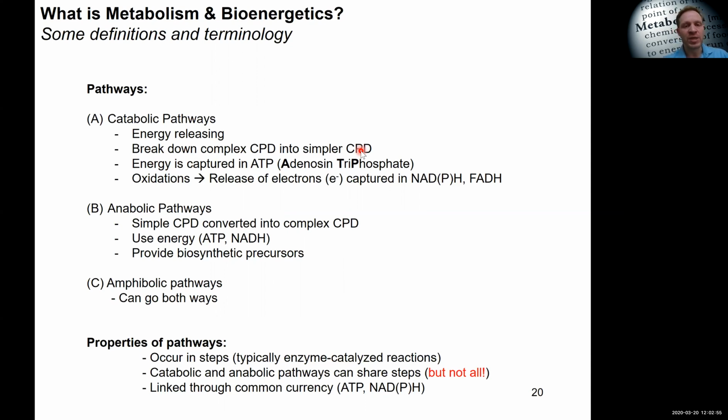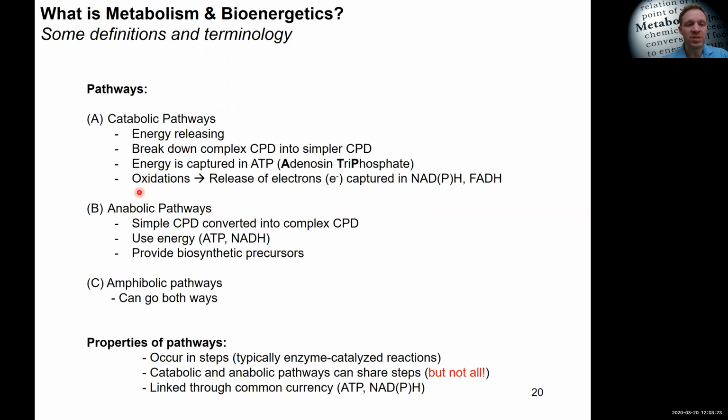In addition to the energy, we will be using a lot of oxidation reactions in these catabolic pathways, and these oxidation reactions will release electrons. These also contain energy in a different way than we will see for ATP, but these electrons are captured in NADH and FADH and can also be used later for our anabolic pathways.